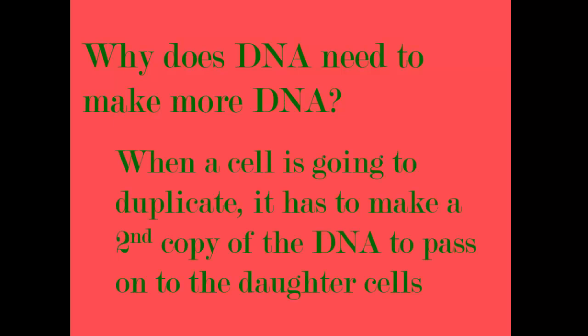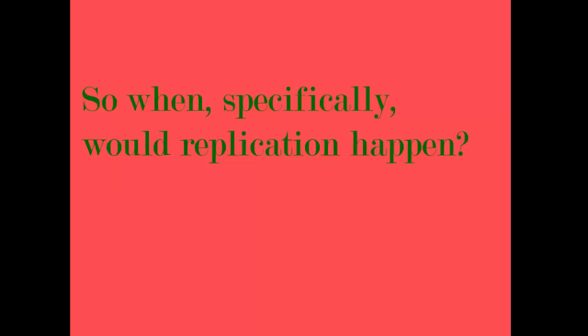Hopefully what you said was that when a cell is going to duplicate, so when one cell is going to become two cells, it has to make a second copy of the DNA in order to pass on to the daughter cells. You learned that back when we talked about mitosis and the cell cycle. So when specifically is replication going to happen? When in the cell cycle?